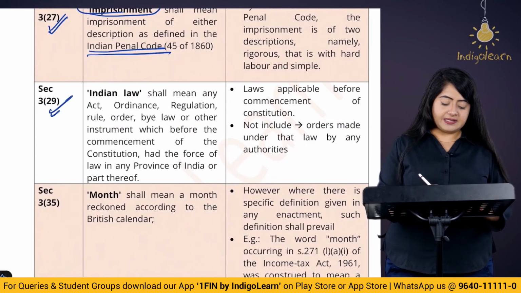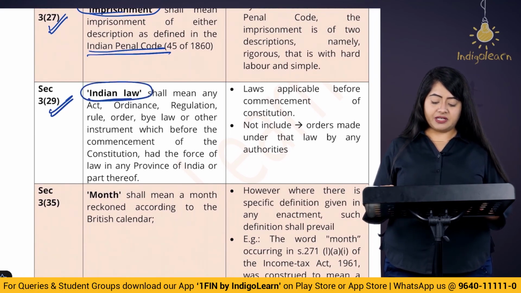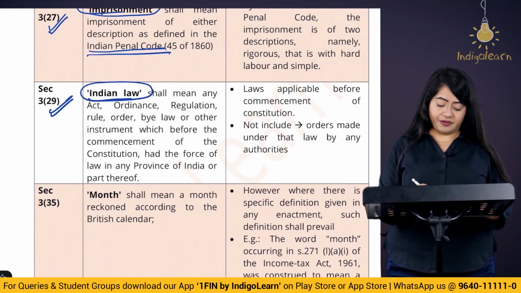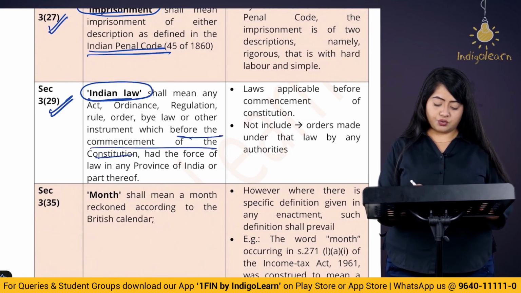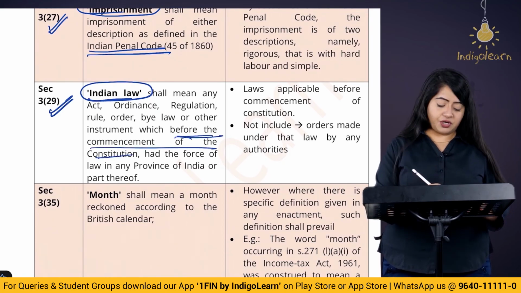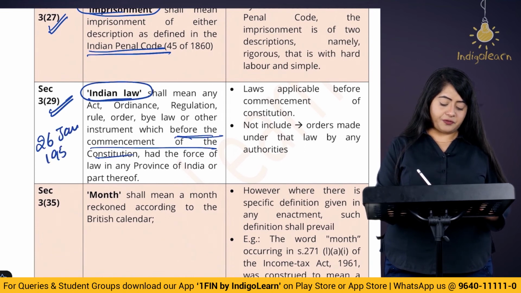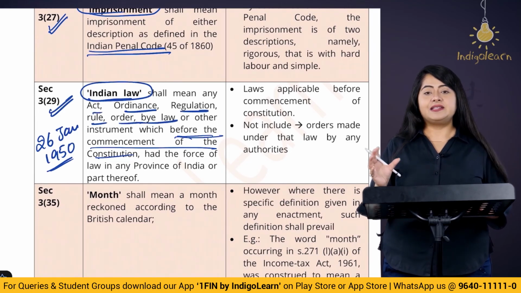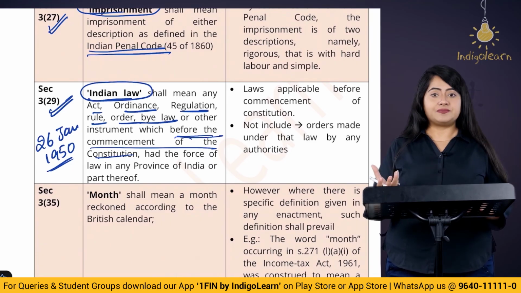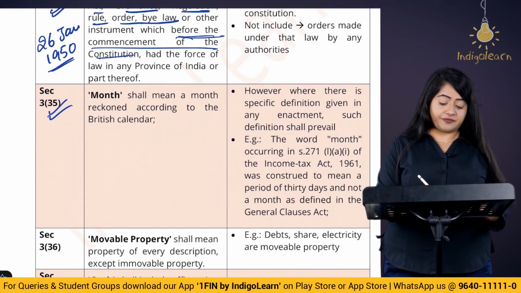The next clause is clause number 29, which talks about Indian laws. Now Indian laws basically means all the laws that came into the picture before the commencement of the Constitution. So the Constitution came into the picture on 26th of January 1950. Before that, if there were any ordinances, regulations, acts, rules, bylaws, orders, anything like that, then these will be considered as Indian laws.